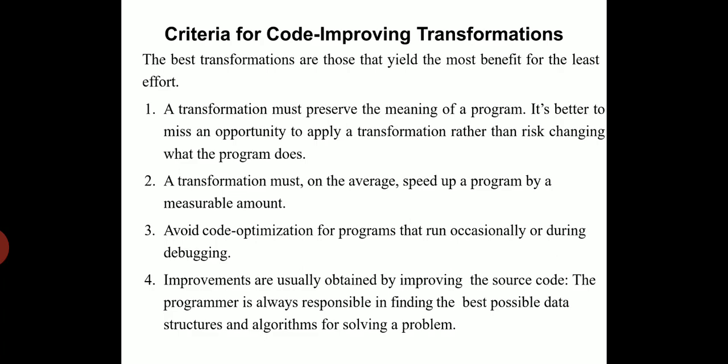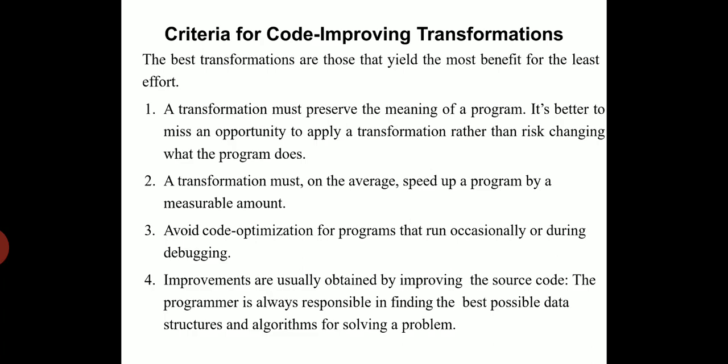Which are the criteria for improving the transformations over the code? The transformations that we apply over the intermediate code must preserve the meaning of the program. Second, a transformation can be applied only if it will increase the speed of execution of the program.